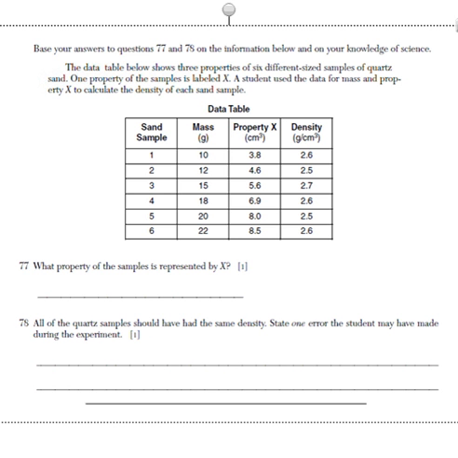Okay, question 77 asks what property of samples is represented by X? Well, there's 2 clues here to give us the answer. One, the units here they give are cubic centimeters, and those are units of volume. The other thing that would tell us that the answer is volume is that we know to calculate density, it's the mass divided by the volume from what we just learned in today's lesson. So we know this property must be volume.